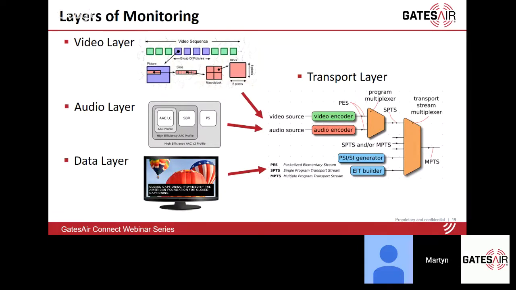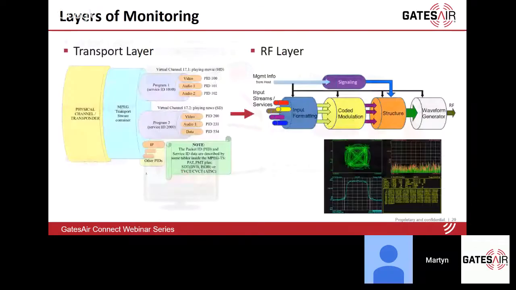Speaking of monitoring, there are actually various layers of signal that can be monitored simultaneously. These include the video layer, audio layer, data layer, transport layer, as shown here, and going from the transport layer into the RF layer. So all of those 5 layers can be monitored simultaneously. And by doing so, if you do see a problem somewhere, you can sort of correlate the data across those layers as you're monitoring them to see where the source of the problem might be.